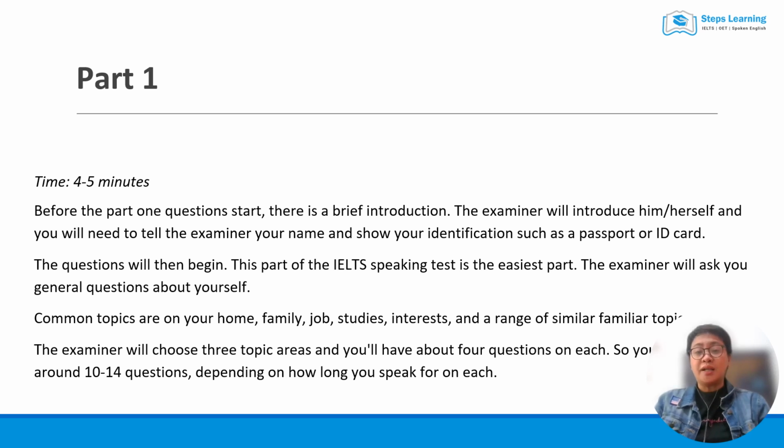Part one of the IELTS speaking test is the easiest part. The examiner will ask you general questions about yourself. Common topics are about your home, family, job, studies, interests, and a range of similar familiar topics. The examiner will choose three topic areas and you'll have about 4 questions on each. So you have around 10 to 14 questions, depending on how long you speak for on each.